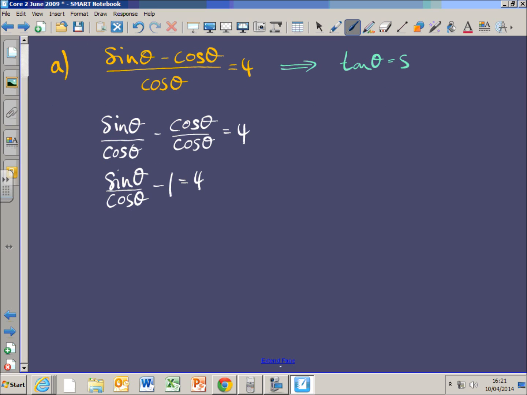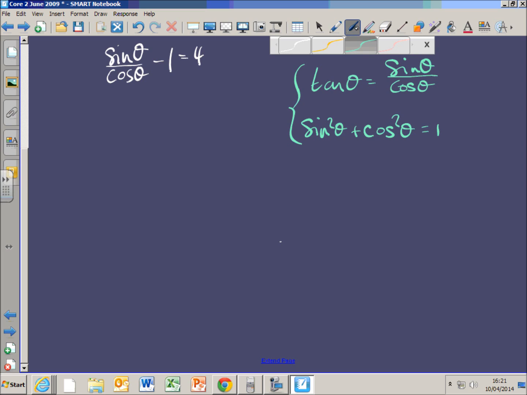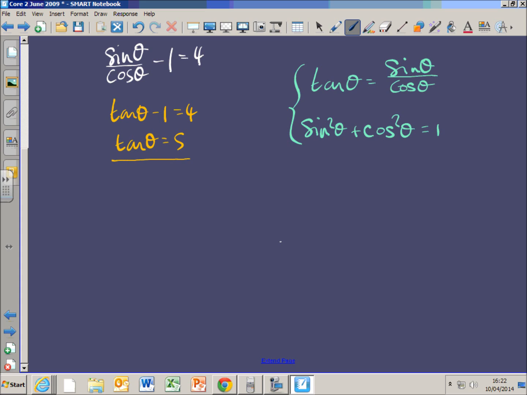And we're going to use two identities, or you need to know two identities for the Core 2 course. One of them is that tan theta equals sine theta over cosine theta. And the other one is that sine squared theta plus cosine squared theta equals 1. So we're going to use both of these identities. And the one we're going to use for this first bit is that the sine theta over cosine theta can be written as tan. So this is tan theta minus 1 equals 4, and therefore tan theta equals 5. Okay. So that's part A.